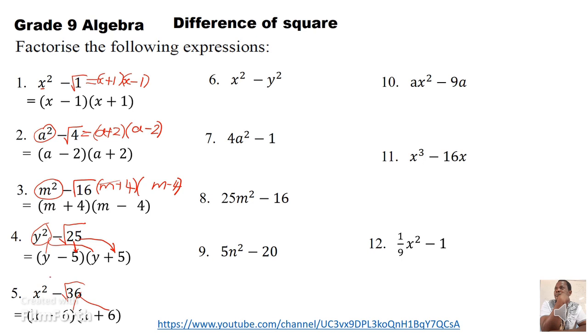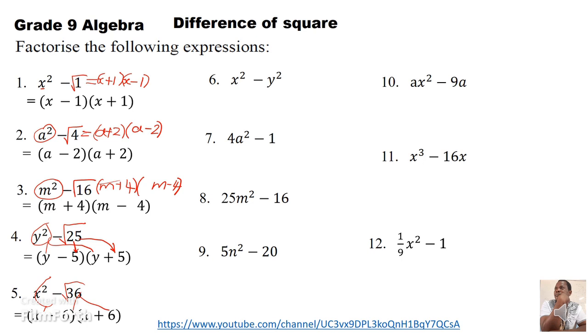Then this is x squared. It gets split into x and another x. That is factorization of difference of two squares. Grade 9 mathematics. This is not something that must give us problems. It's something that we must all be able to do. Let's look at number 6.